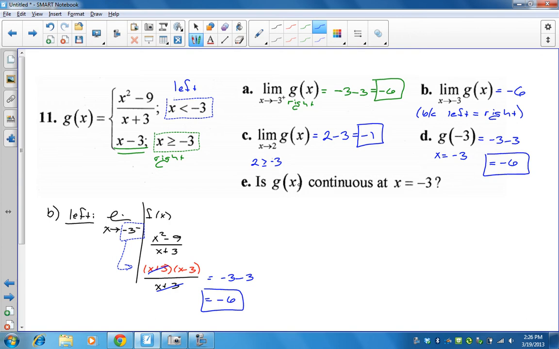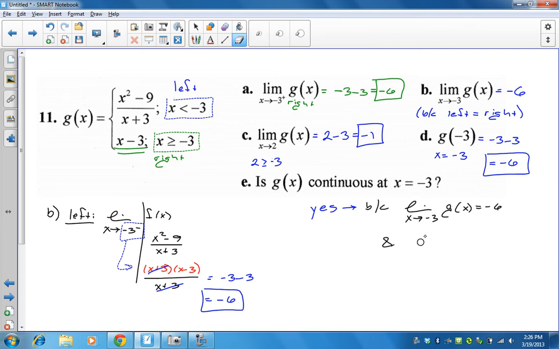And then the final question, is G continuous at x equals negative 3? And the answer is yes, G is continuous. Because I'll look up here, and the limit as x approaches negative 3 and G of negative 3 are the same thing. The limit as x approaches negative 3 of G of x was negative 6, and G of negative 3 also equals negative 6. If those two things are the same, then your function is continuous.